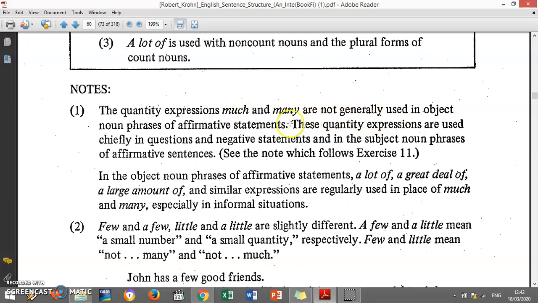And then in the notes below, you can see that ekspresi much dan many ini umumnya tidak digunakan untuk objek noun phrases of affirmative statements. Jadi ketika kalimatnya positif, for example, I want a lot of money. Tidak bisa kita mengatakan I want much money. So it is not really general. Jadi bukan tidak bisa tetapi tidak umum. Okay, and then these expressions much and many are usually used in negative statements or questions. Jadi biasanya dia digunakan untuk kalimat negatif dan pertanyaan. Jadi tidak umum digunakan untuk kalimat positif.